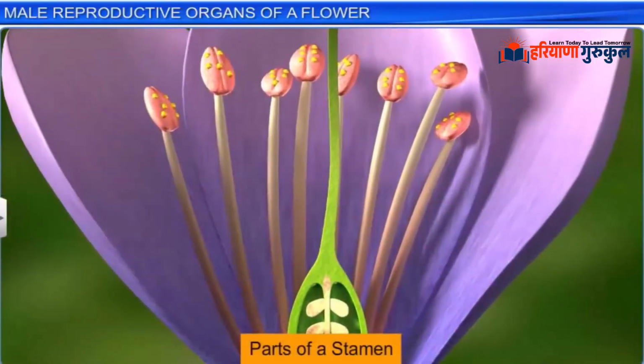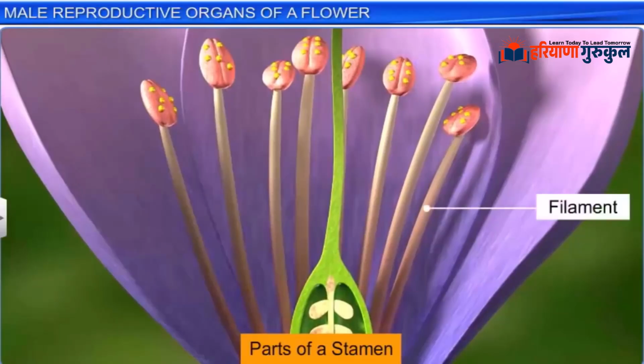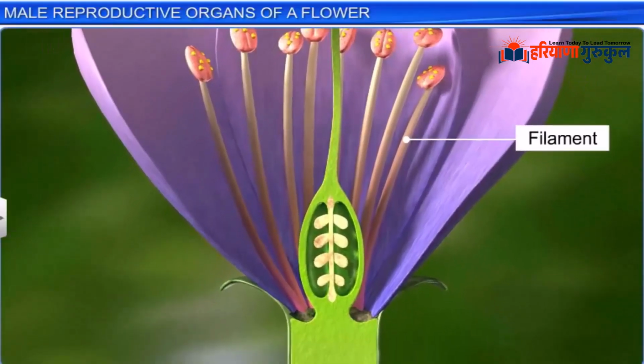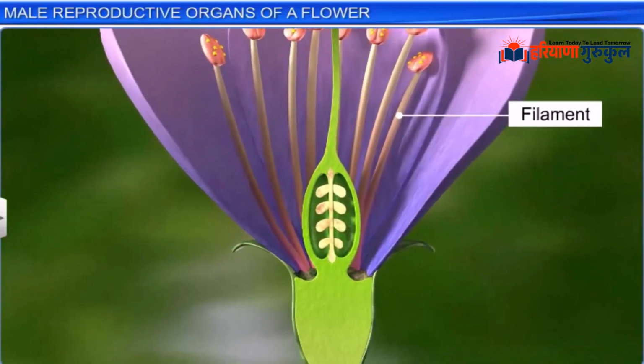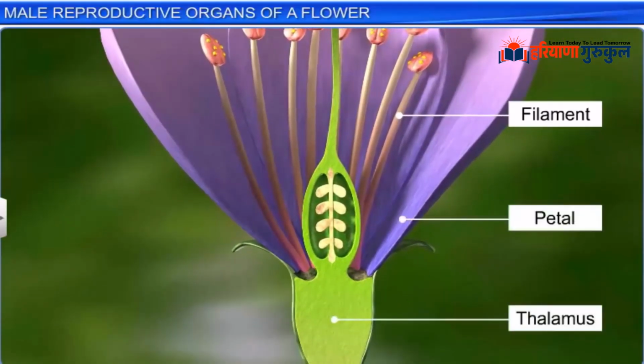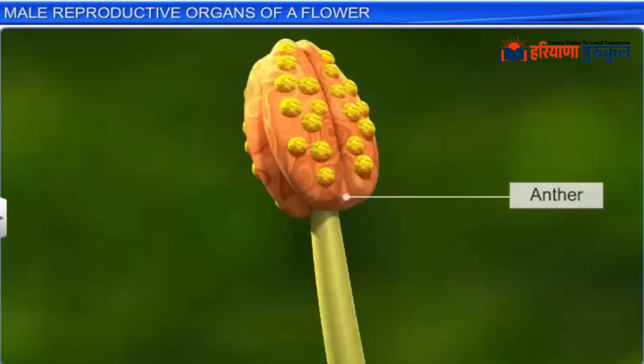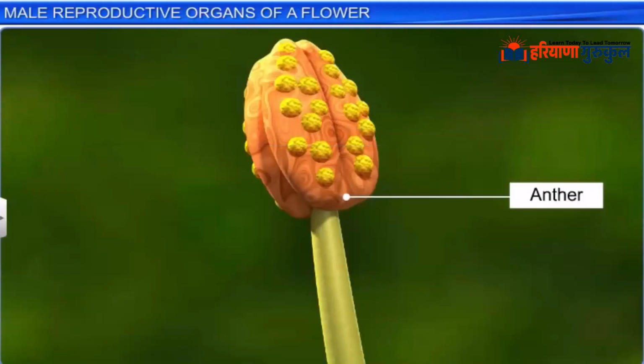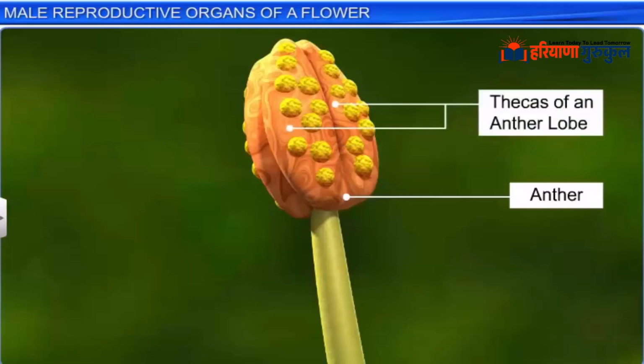Every stamen, for instance, consists of a filament and an anther. The filament is a long and slender stalk whose proximal end is attached either to the thalamus or the petal of the flower. The anther, on the other hand, is bilobed in nature, with each lobe being dithecous or consisting of two thecas that are separated by a longitudinal groove that runs through the anther.